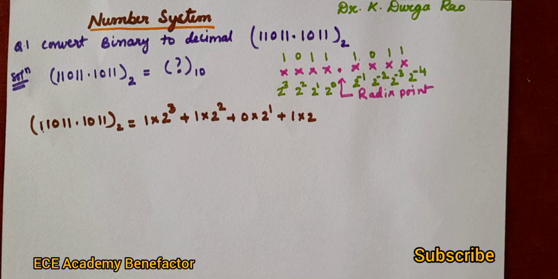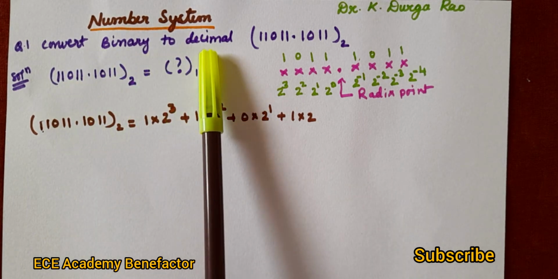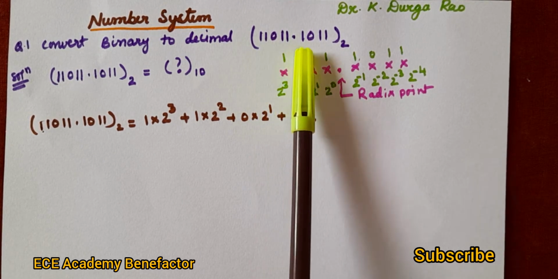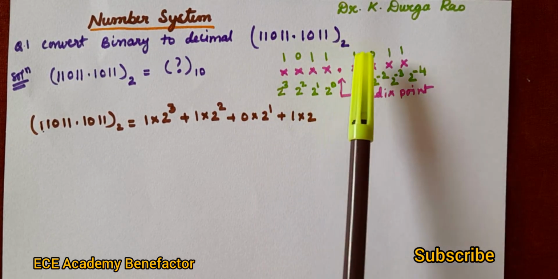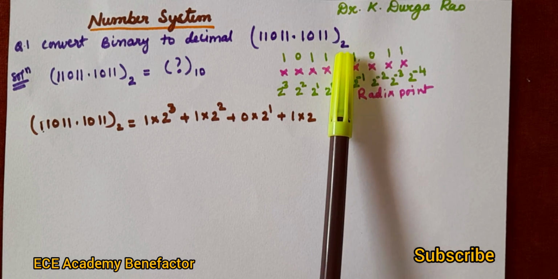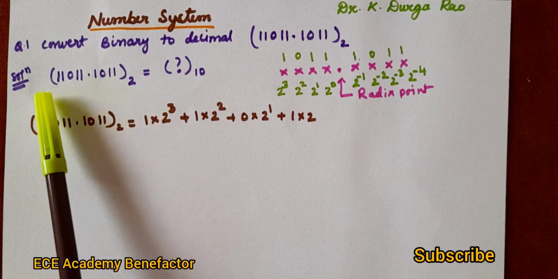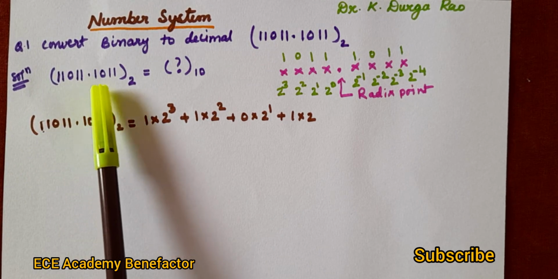The first question is convert binary to decimal. A binary number is given: 11011.1011. This is a binary number as the base is 2. Let us start the solution. Write the question: 11011.1011.